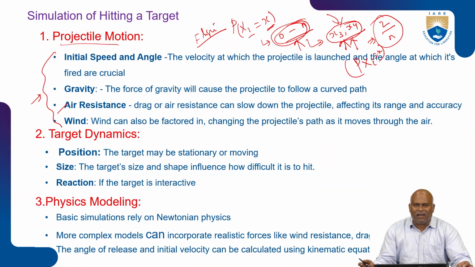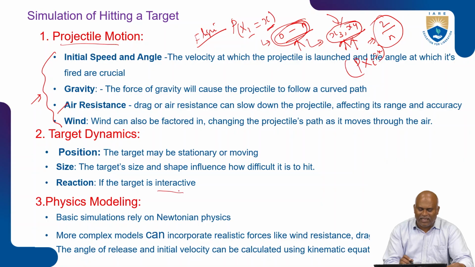Next is that the target is dynamic. For the dynamic case we take 3 parameters: position, size and reaction. Position: the target may be stationary or moving. Size: it may be small or big. Target size and shape influence how difficult it is to hit. Then reaction: whether the target is interactive, or whether it is hit or not hit. That is what we generally represent as interactive and physical modeling.